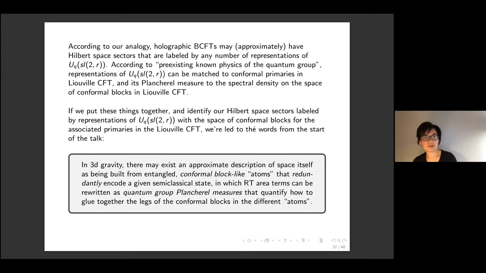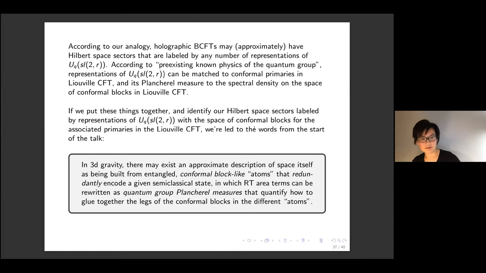So on the one hand, according to this collection of analogies that I was developing in this talk, holographic boundary CFTs may approximately have Hilbert space sectors that are labeled by any number of representations of this quantum group. According to some pre-existing known physics around quantum groups, representations of this group can in turn be matched to conformal primaries in Liouville CFT, and this Plancherel measure to the spectral density on the space of conformal blocks in Liouville CFT. So if we put these things together and identify our Hilbert space sectors labeled by vectors of representations of this group with the space of conformal blocks for the associated primaries in Liouville CFT, we get back to this picture from the start of this talk.